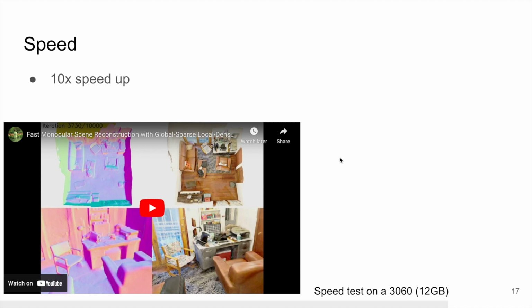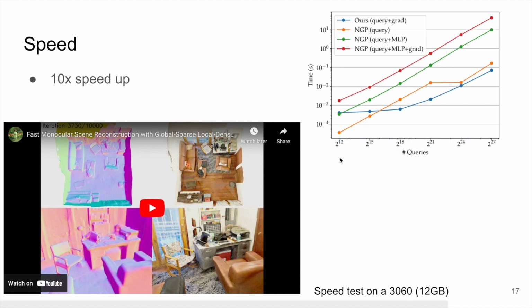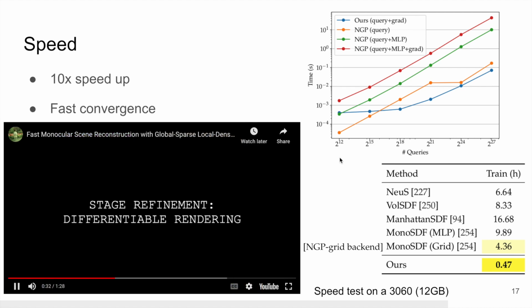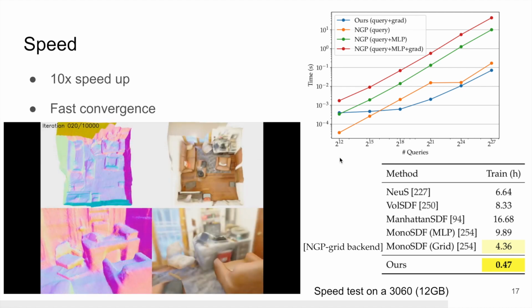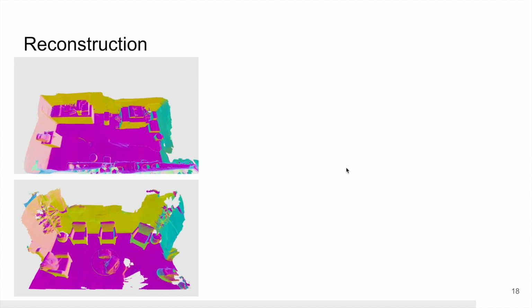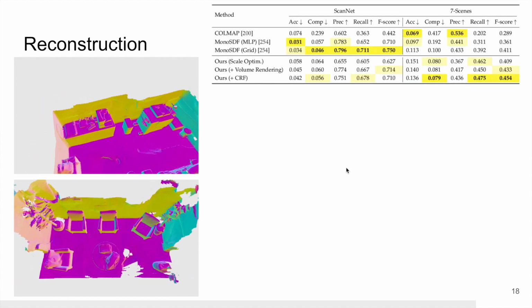We see a 10 times speed gain both in query benchmarking and training, and we can see qualitatively the optimization converges in only several hundred steps. In terms of accuracy, we achieve similar results to state-of-the-art.